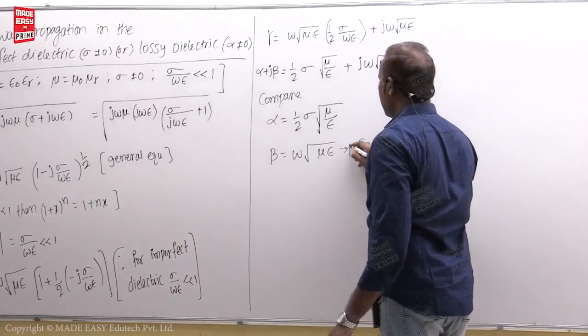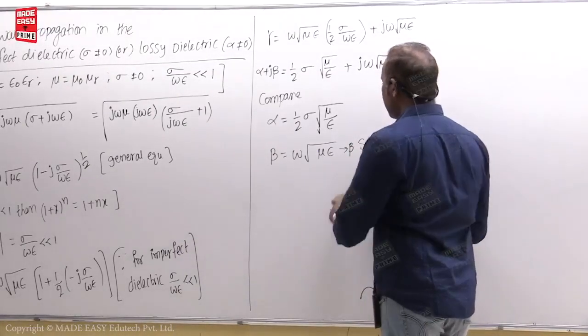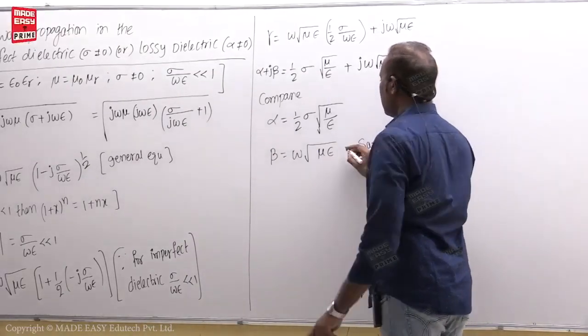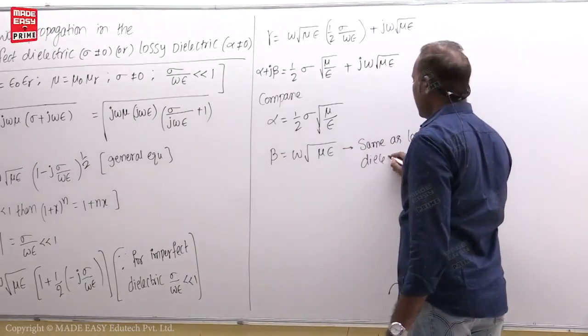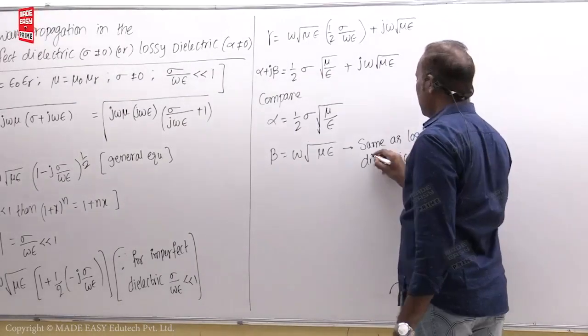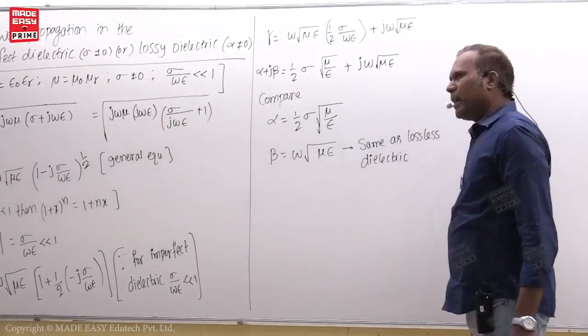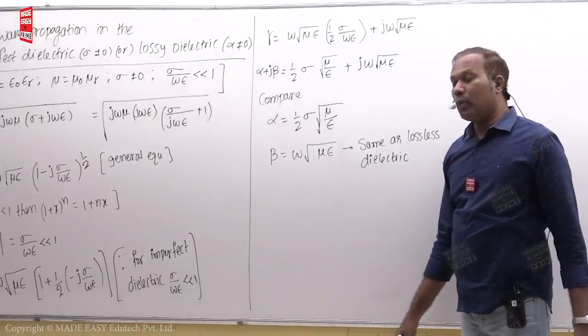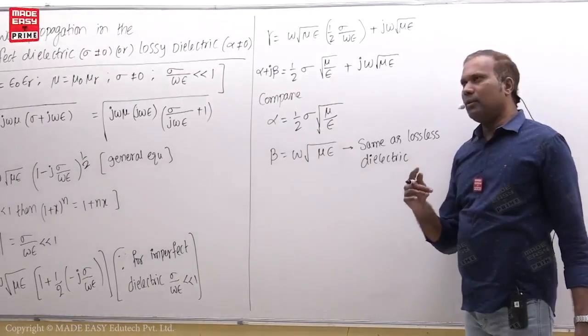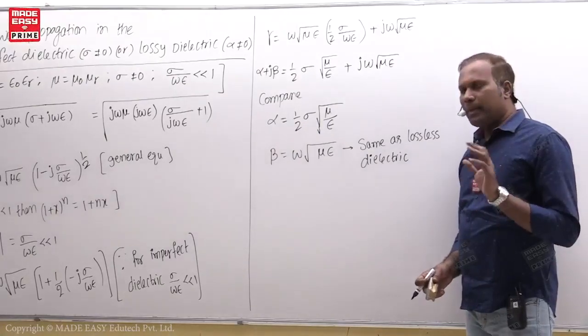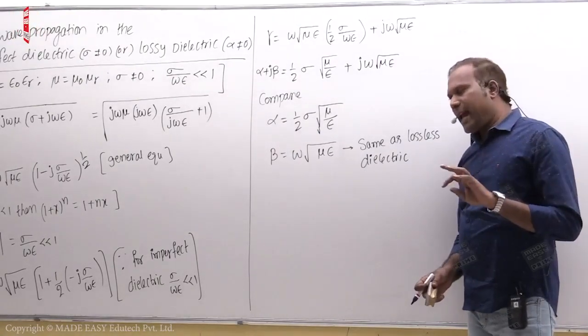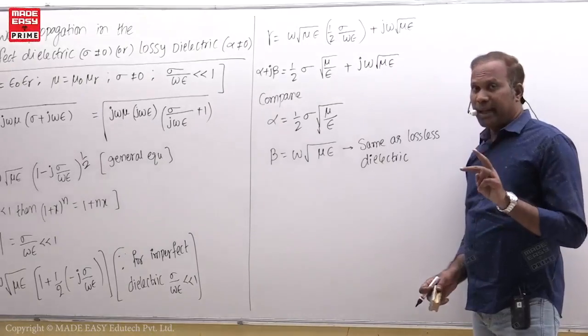I will write like this. Beta is same as lossless dielectric. Why I am writing like this, because velocity is equal to omega by beta, lambda is equal to 2 pi by beta, and phase velocity is equal to omega by beta. In velocity as well as wavelength, beta is there.